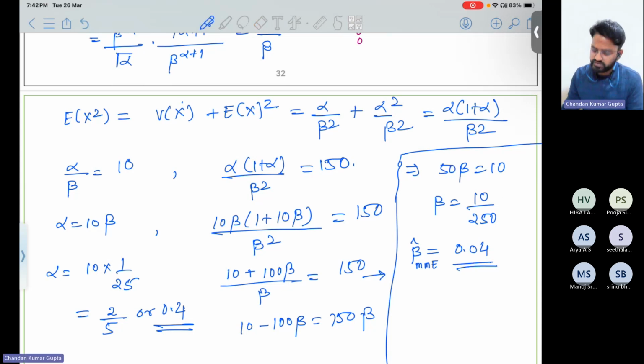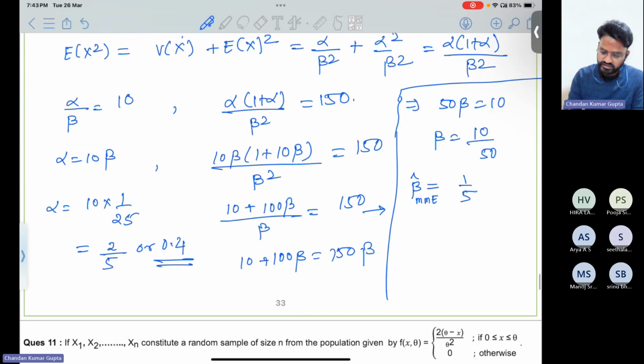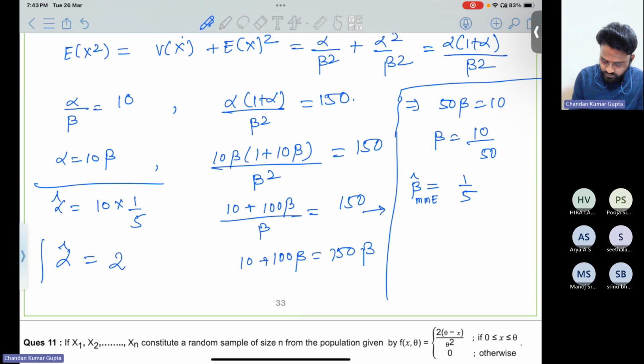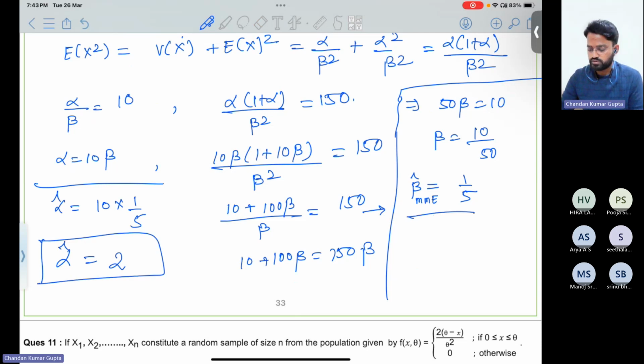That means it is 50 beta equal to this, and it is 10 upon 50. That is 1 by 5 or 0.2. And again, alpha equal to 10 into 1 by 5. Then alpha cap equal to 2. Is it okay now? Yes, sir. Okay, thank you.